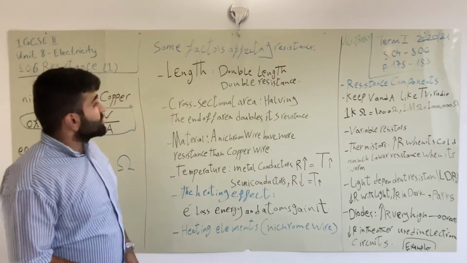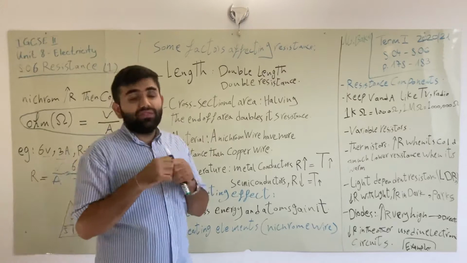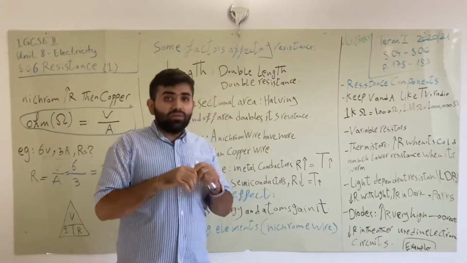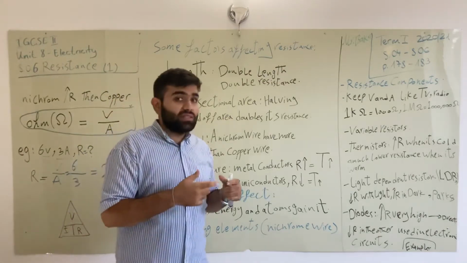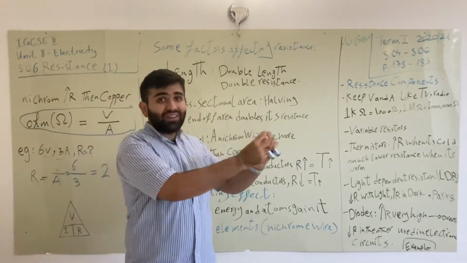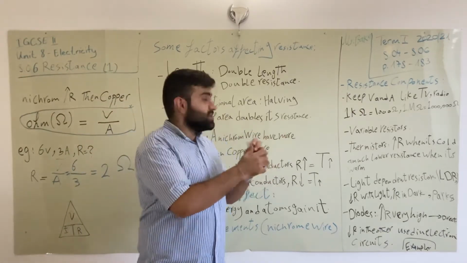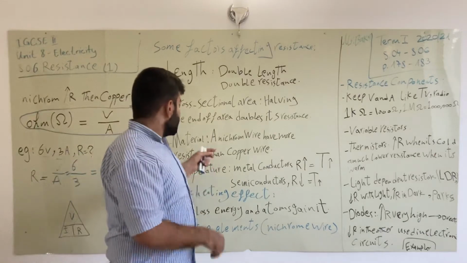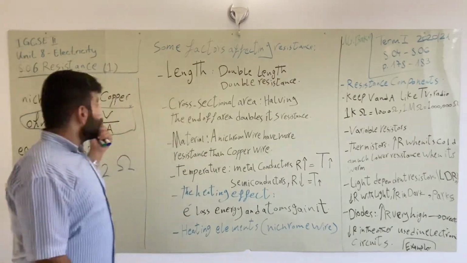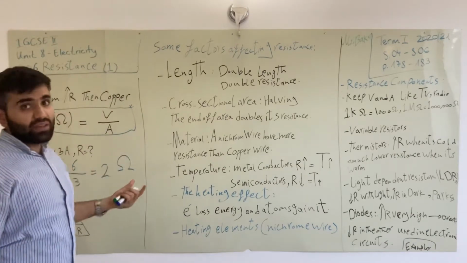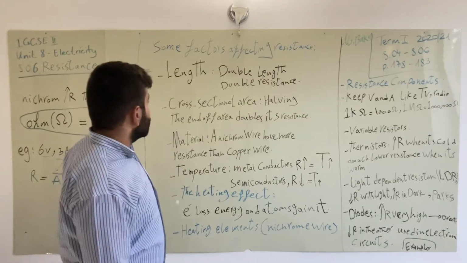Second, cross-sectional area. When I halve the cross-sectional area of a normal wire, it actually has more resistance. So the thinner the wire is, the more resistance it has. Third, material. Like we said, if it's nichrome wire, it's more resistant than copper. So it's very important what the connecting wire is made of. Okay?